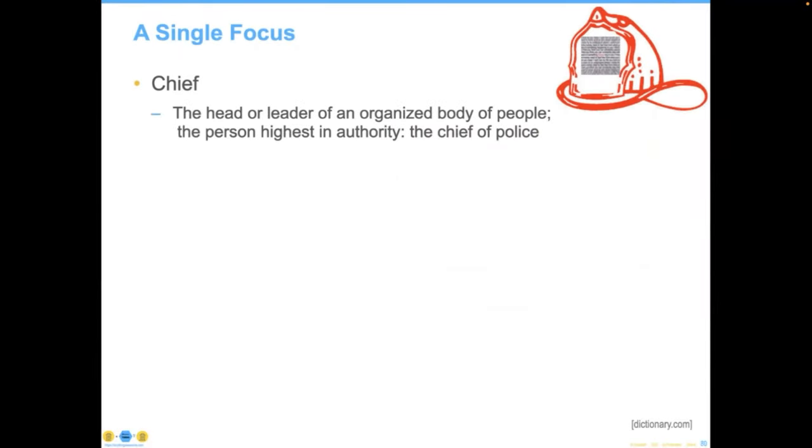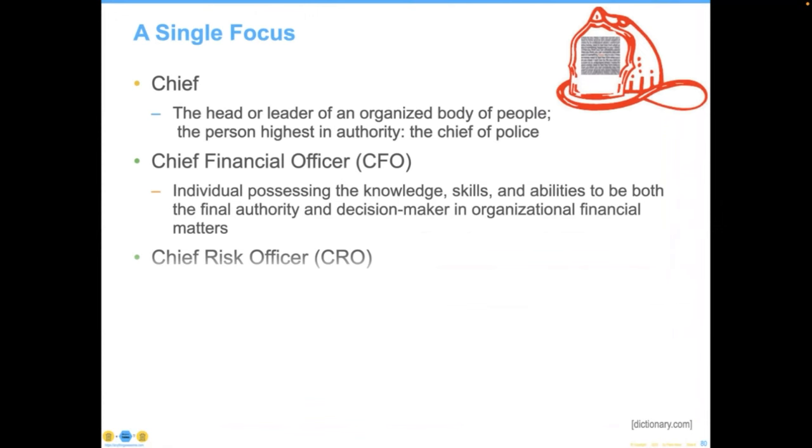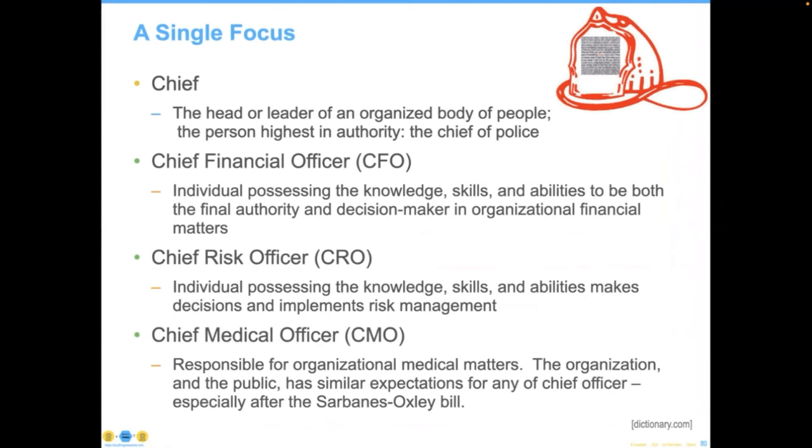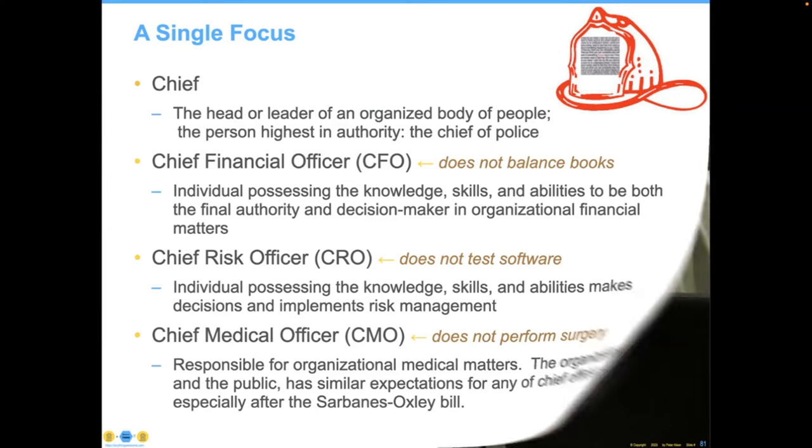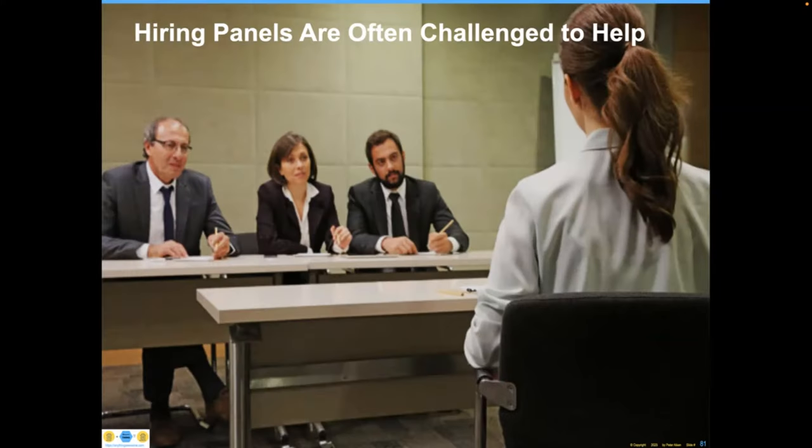This lack of focus around data has been really problematic. Again, we have CIOs up there, but they're not doing the same kinds of things that our chief financial officers are doing. The chief financial officer doesn't balance the books, the risk officer doesn't test the software, the medical officer doesn't perform surgery, and our hiring panels are even less likely to acquire good data help. So how are you going to get access to good quality people? Ask your competition.